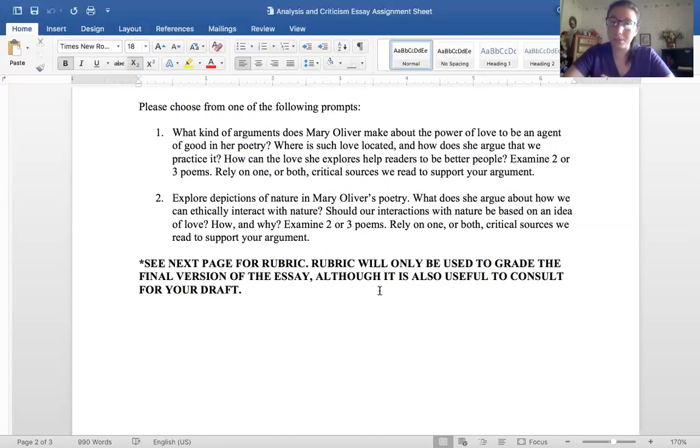Okay, and the second prompt says, explore depictions of nature in Mary Oliver's poetry. That's going to be an easy one, not an easy one to write about necessarily, but it's going to be easy to choose poems for this prompt because every single poem we're going to read has a bunch of nature and natural imagery in it.